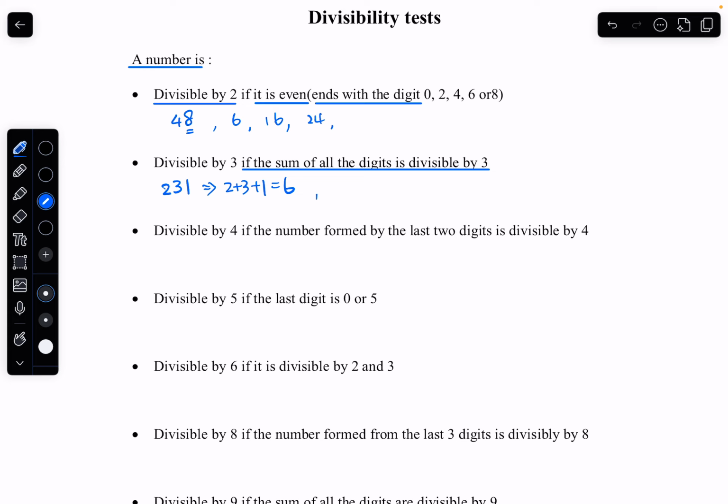One more example: 189 can be divided by 3. 1 plus 8 plus 9 is what? 18, yes, so this one is done. 246: 2 plus 4 plus 6 is 12. So this number can be divided by 3.